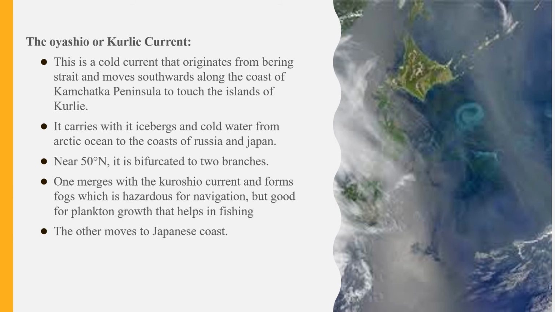It occurs near 50 degrees north and is bifurcated. Bifurcated means diverging into two branches. One merges with the Kuroshio current and forms fogs, which is hazardous for navigation but good for plankton growth that helps in fishing. The other moves to the Japanese coast.